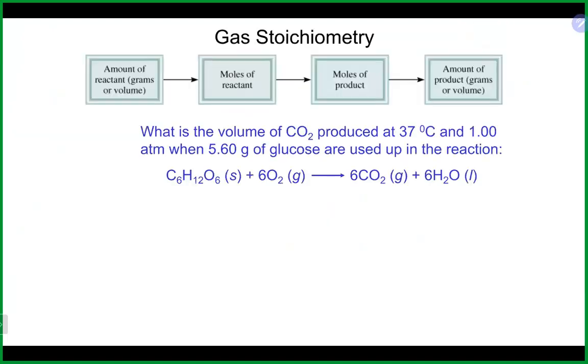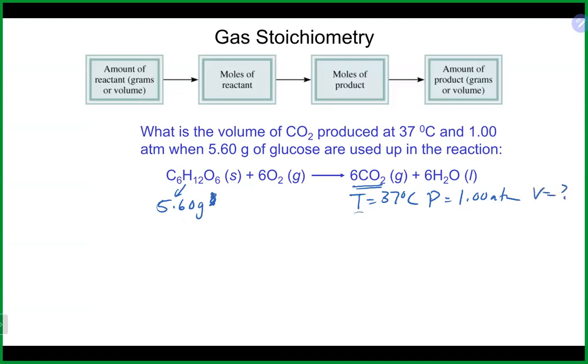Okay, so let's take a look at one together, and we'll go through these steps just again to show you how it works and how it's very similar to problems that we've done previously. In this case, we want to know what is the volume of CO2, which is over here, that is produced at 37 degrees Celsius and a pressure of 1 atmosphere. And we're going to start with 5.60 grams of our glucose in this case. And we're looking for a volume.